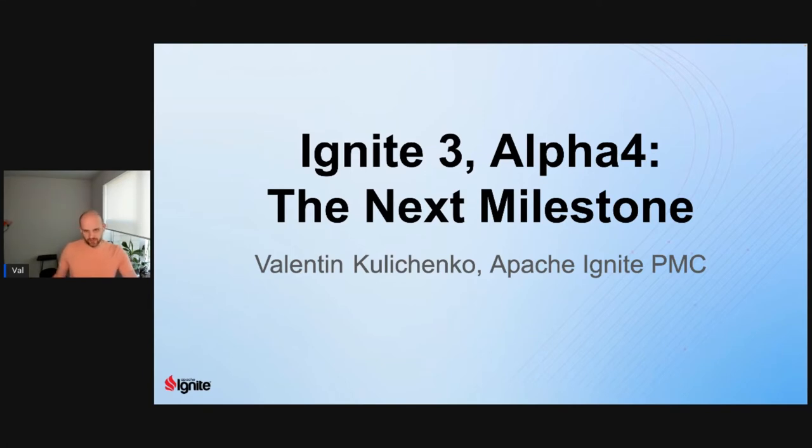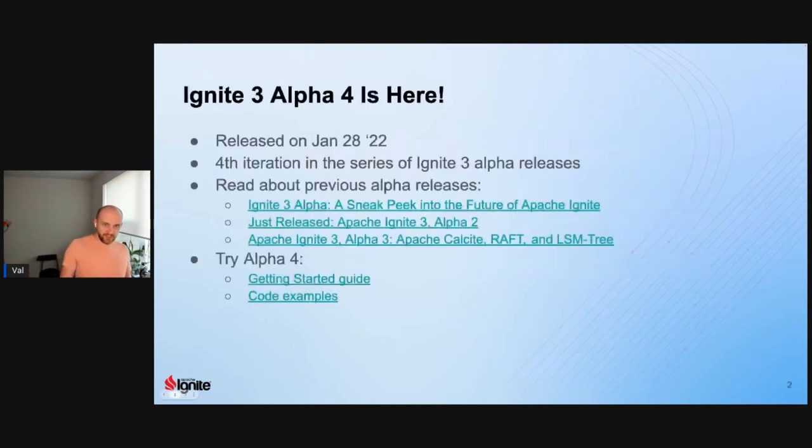And we're going in milestones. As I said, we've been doing this since October 2020, if I'm not mistaken. We're going in milestones, releasing periodic alpha builds, which demonstrate what we've achieved so far. And just recently, January 28, at the end of January, we released alpha build number 4, which is the fourth iteration in the series of alpha releases for Ignite 3.